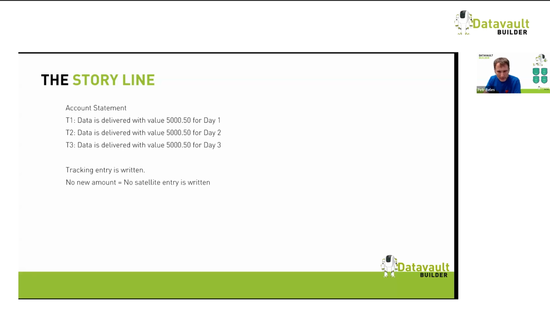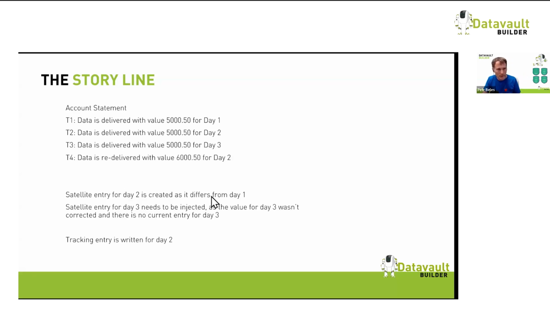And now something happens, which is called a backward correction. On day 4, or on load time 4, we get the information that the amount for day 2 was wrong. But as you maybe remember, we have written only the value for day 1. So if we would insert for day 2 just this value, then on day 3, we wouldn't see the 5050, but we would see the 6050. And here now the tracking satellite helps us. It tells us, hey, we haven't written these values, but we know they were identical to this.